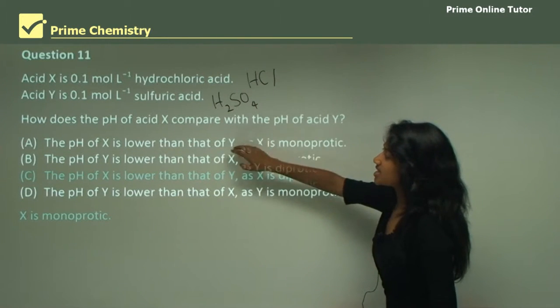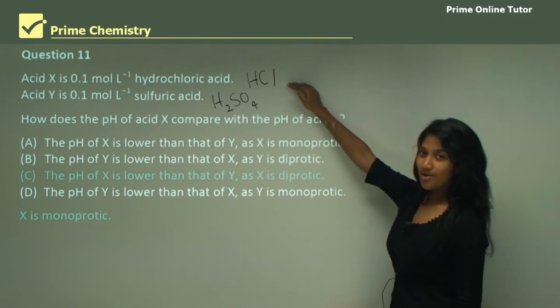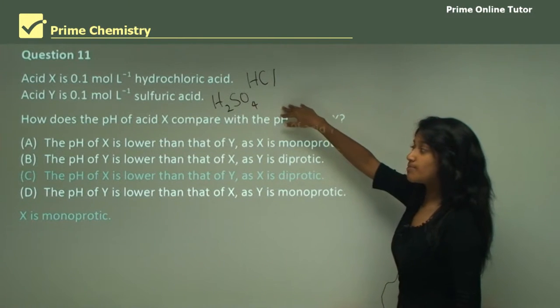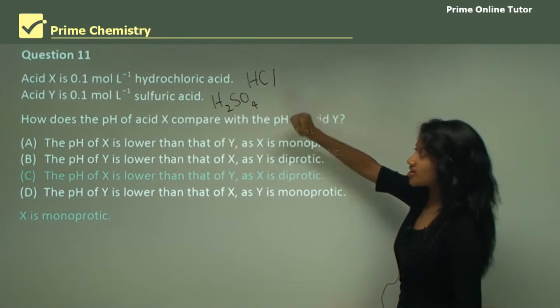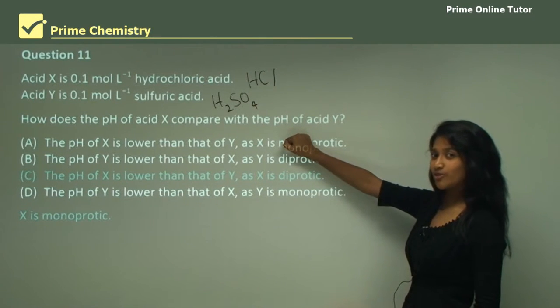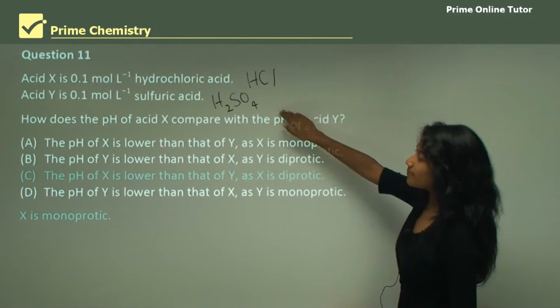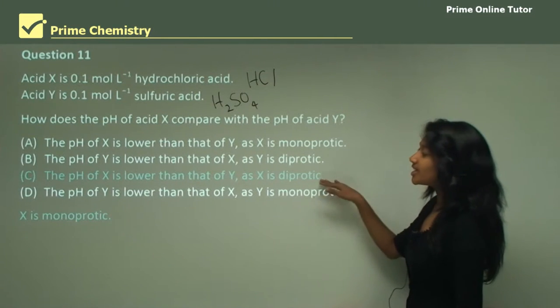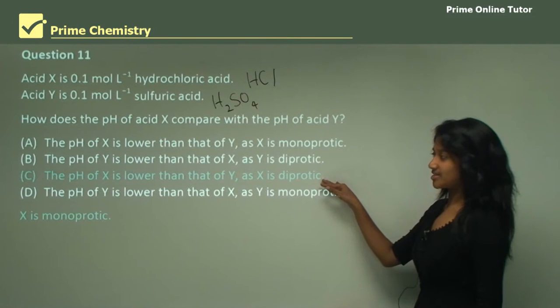Now again, we know that HCl is monoprotic while H2SO4 is diprotic, meaning that there's going to be a higher concentration of hydrogen ions in the H2SO4. That means it's going to have a lower pH because it's more acidic. So clearly option C is not the correct answer.